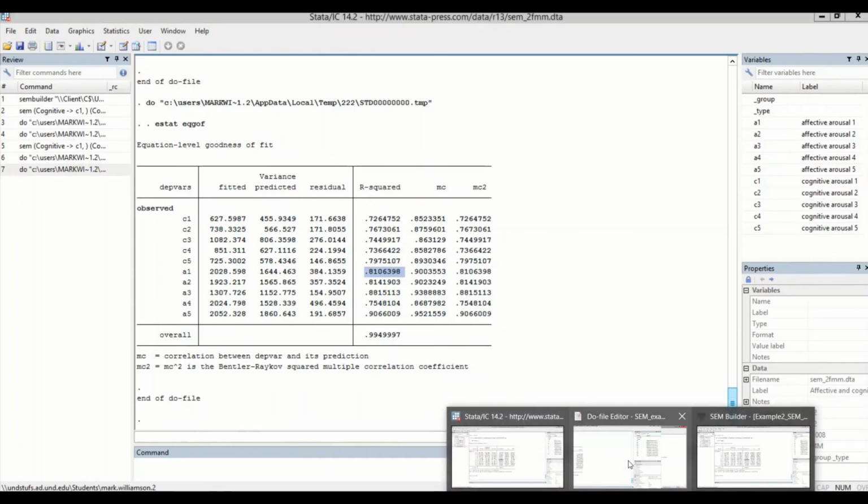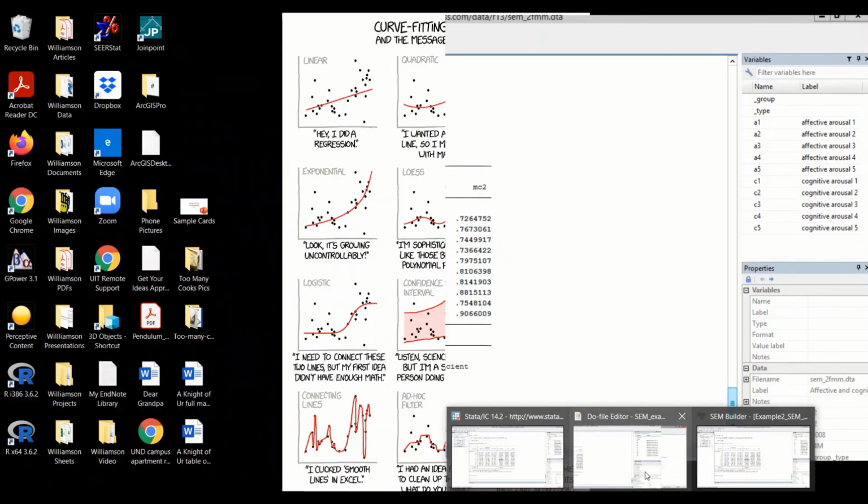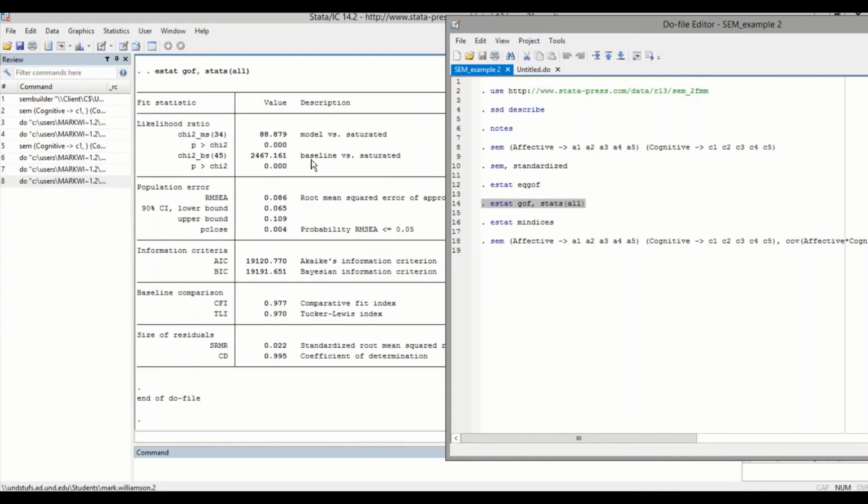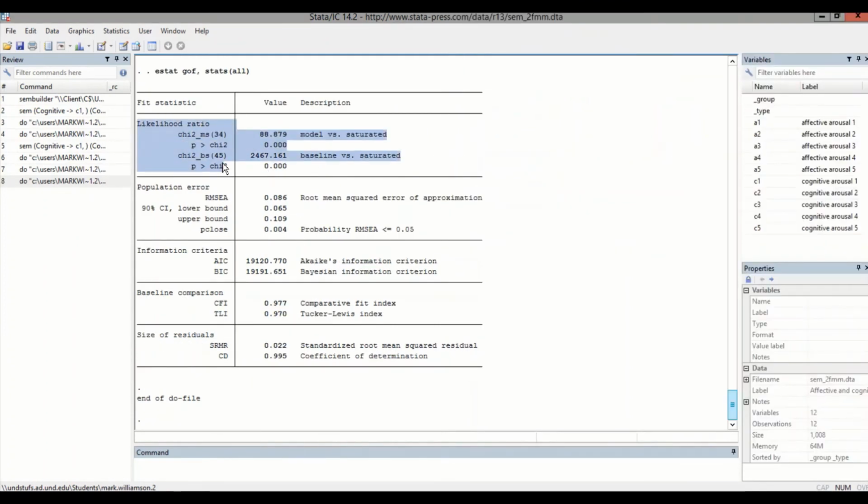So that's useful. Then, if we want to look more in-depth at goodness of fit, because we get that goodness of fit when we just run the SEM, we can do this estat gof, stats all, which will give us everything. That includes the likelihood ratio that we see at the bottom of our test, model versus saturated, which is significant. But then we can get population error, AIC. This is good for comparing different models. So that's useful.